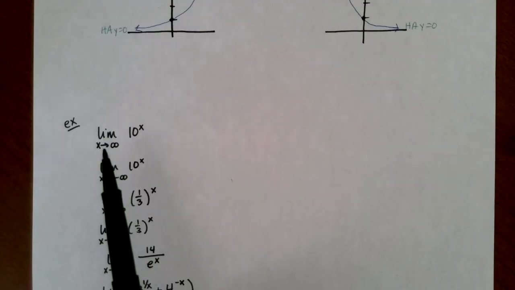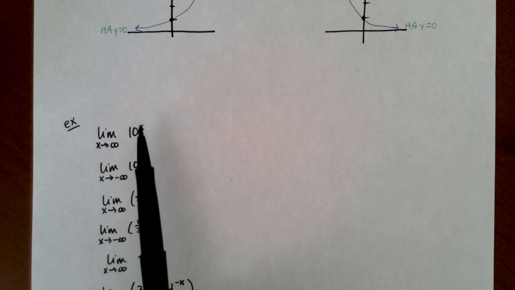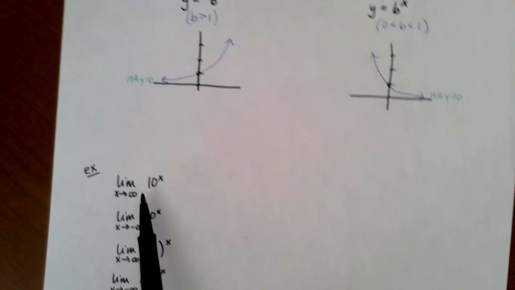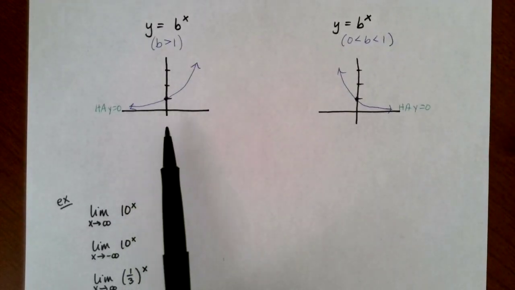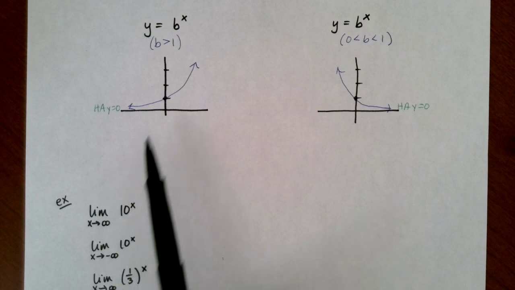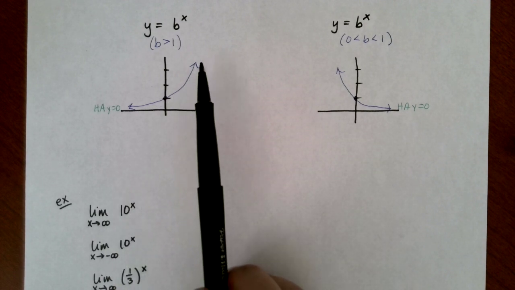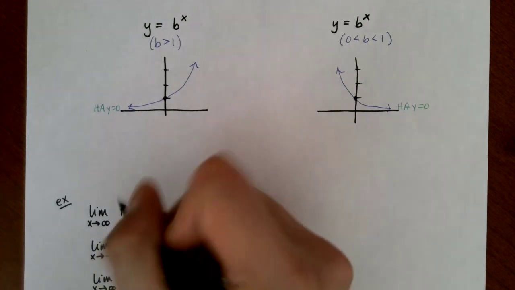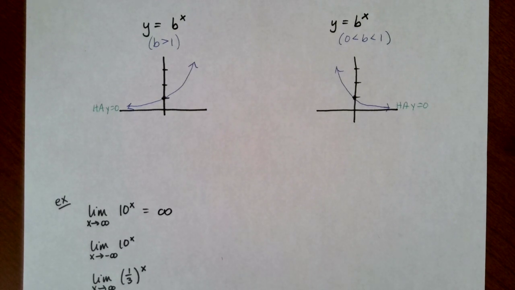The first one here is the limit as x approaches infinity of 10 to the x power. So I look at this 10 to the x, and I think, okay, that 10 is greater than 1. So this graph roughly looks like this here. So if x is approaching infinity, I'm talking about the far right end of the graph, which is pointing upwards. So it just goes up, up, up forever. So this limit doesn't exist, and specifically it equals infinity.